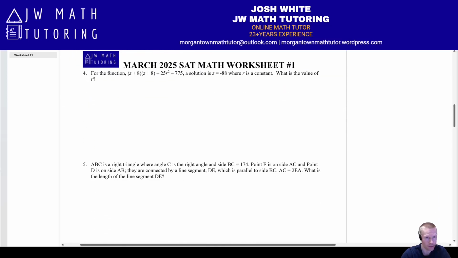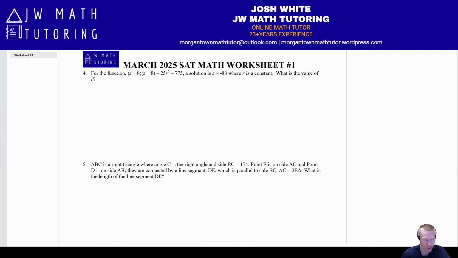All right, next up, question number 4 at the top of the page. We have another quadratic which has a constant in it. So for this problem, this is actually an expression. I'll fix this in the PDF file to make it an actual function. But they tell you that -88 is a solution to this, and they want to know what the value of r is.